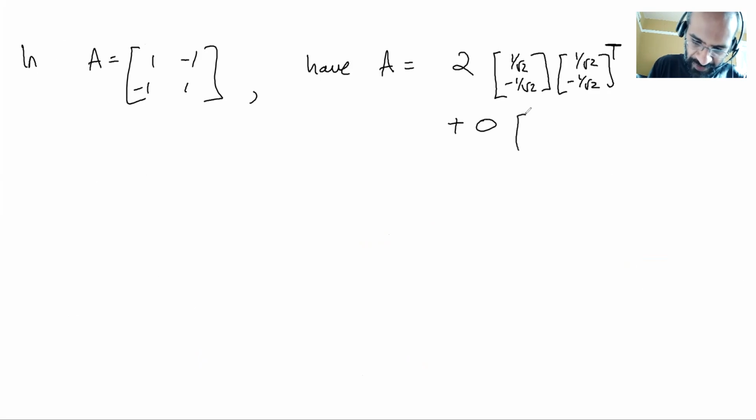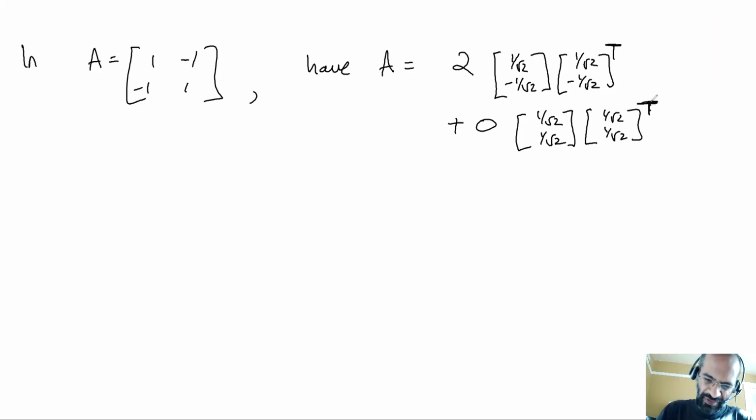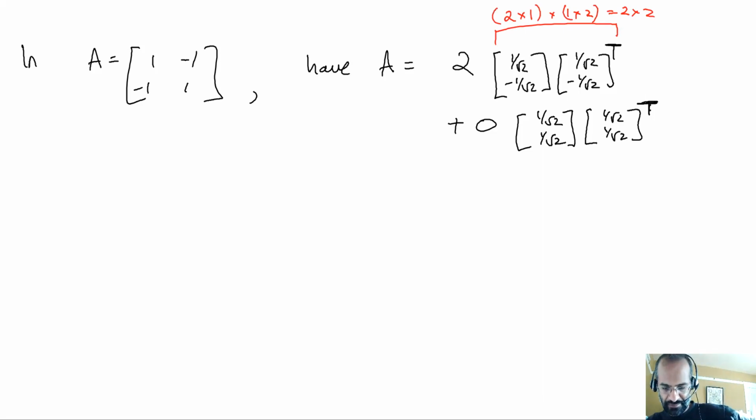Plus 0 times the other eigenvector. Okay, and this might look a little funny, but this is actually a 2 by 2 matrix, right? Because this is a 2 by 1 vector times a 1 by 2 vector, which is a 2 by 2 matrix. And so, yeah, this is a different interpretation of the spectral theorem. So any questions about this?